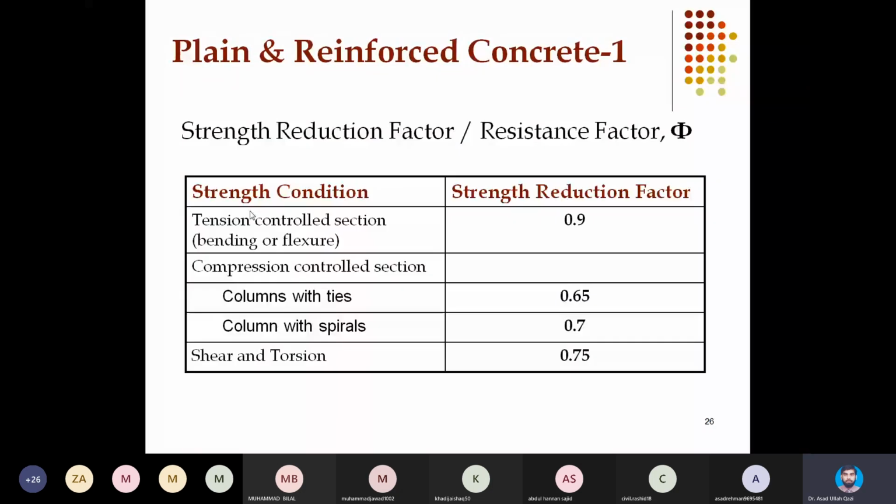And in ultimate strength design, reduction factors which are applied on the material strength side are summarized in this table. For bending or flexure, 10% reduction is proposed. However, in shear and torsion, 25% reduction is still applicable, and this reduction also gives us idea about the consistency of test results and as well as the failure type.